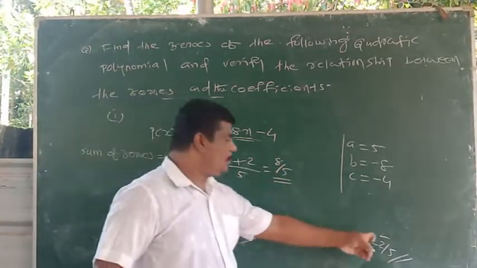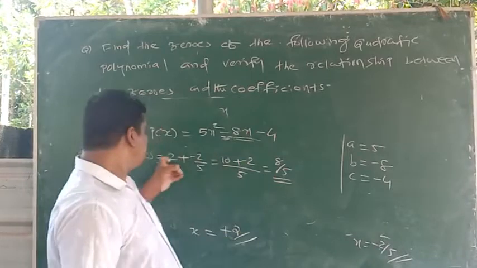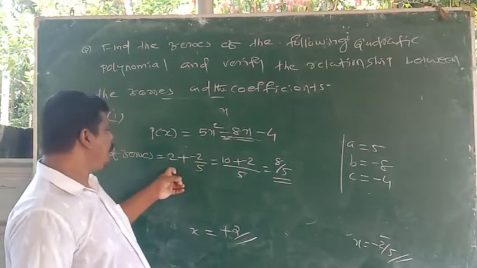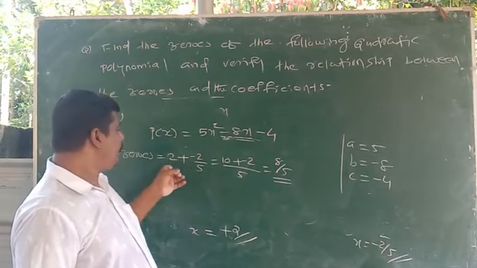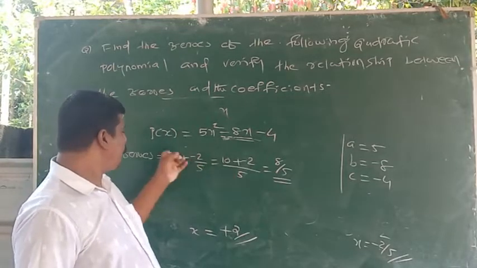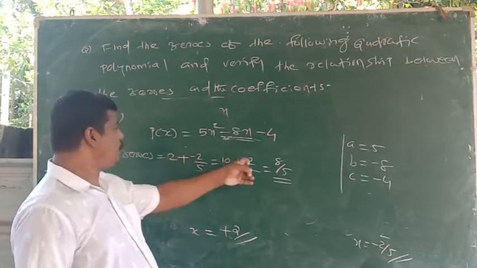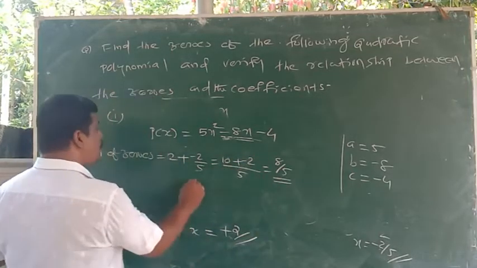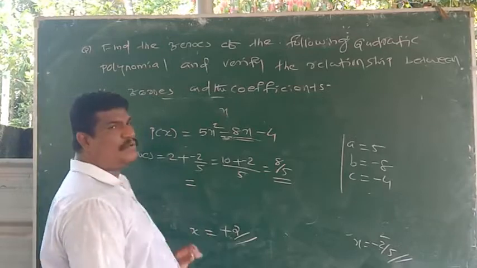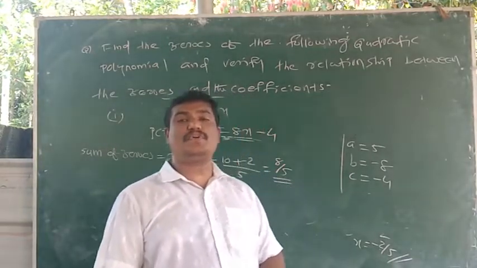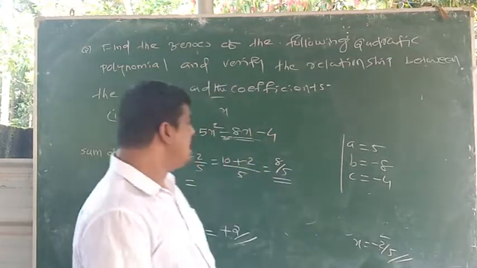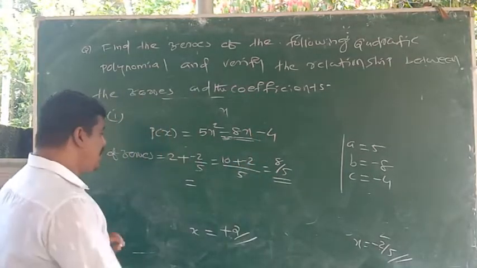2 and minus 2 by 5 are the zeros. Sum of zeros is 2 plus minus 2 by 5. First multiply the denominators, 1 into 5 is 5. Cross: 2 into 5 is 10, 1 into minus 2 is minus 2. 10 plus minus 2 is 8 by 5. Okay. What is the formula for the sum of zeros? Alpha plus beta is equal to minus b by a. You check, it is minus b by a.